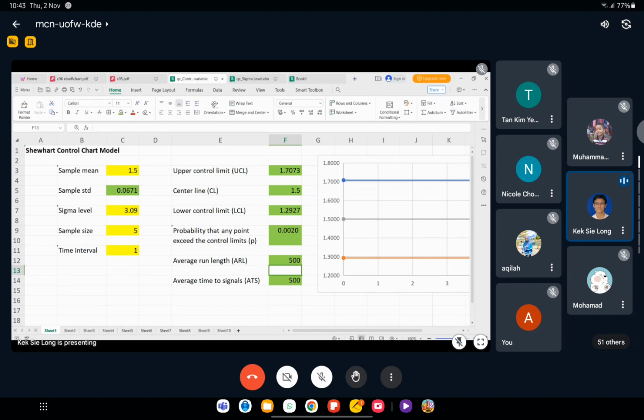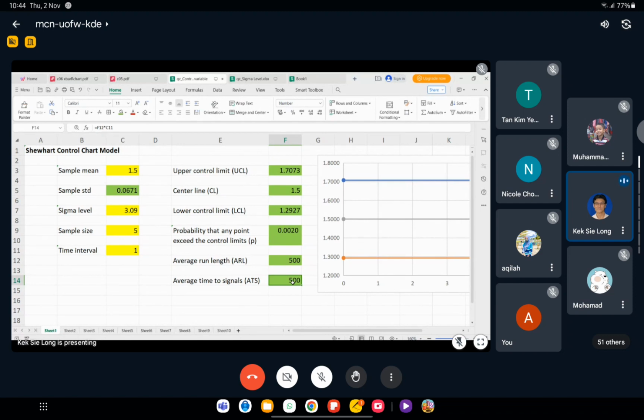So it means that this ARL equals 500. It means that we will take 500 subgroups before an out of control signal happens. And then the average time to signal: it depends on the time interval. If the time interval is 1 hour, when does the out of control signal happen? 500 hours. You will detect the out of control signal at 500 hours.